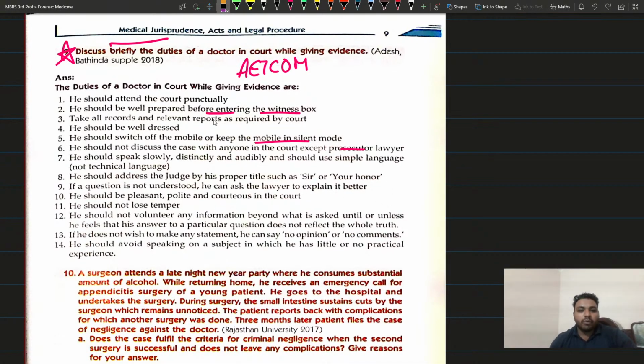So basically, first of all, very important, a doctor should attend the court punctually. Should be punctual. He should be well prepared before entering the witness box. He should not be hunting for the reports in the court. At least the doctor should have an idea कि इन reports में लिखा हुआ है, क्यों लिखा है, what was done, what was not done, why this thing happened. So that witness box में जाके ये ना हो कि बिल्कुल ही confused हो जाए.